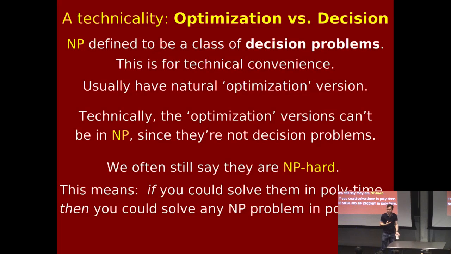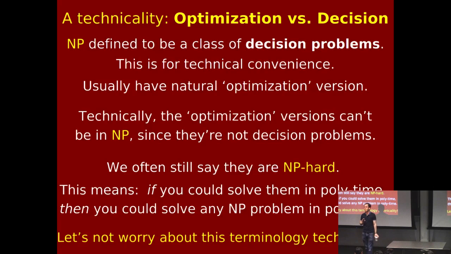finding the smallest vertex cover in a graph is NP hard. It means if you could solve that problem in polynomial time, then you could solve any NP problem in polynomial time. Okay, so we'll call these problems NP hard, but we can't call them NP complete because they're not decision problems. But basically, this is a terminology technicality, which I didn't want to get too hung up on, but I also didn't want to hide from you.